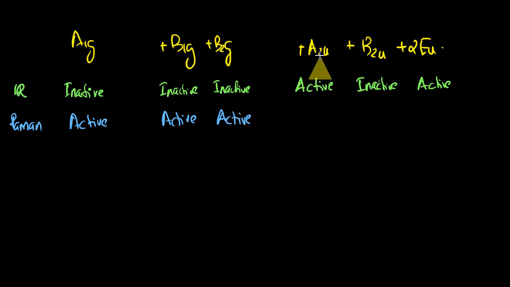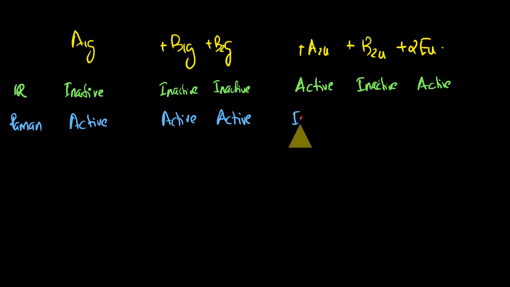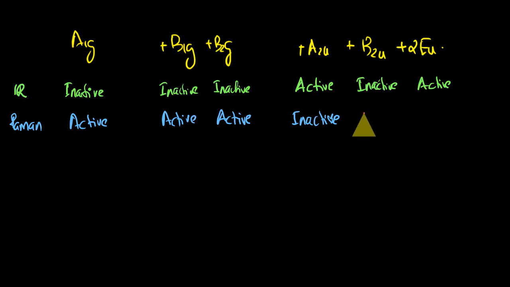And what about A2U? There is no binary product corresponding to A2U. Therefore, it is Raman inactive. And what about B2U? Is there any? No, there is no binary product. Therefore, it is Raman inactive.